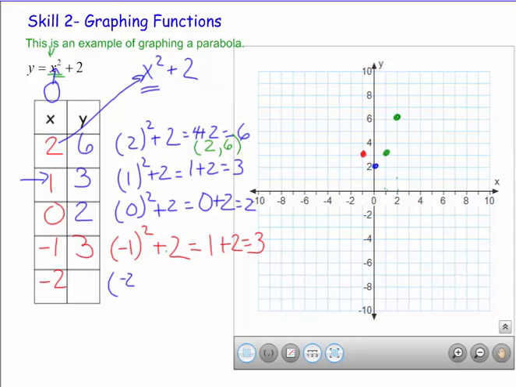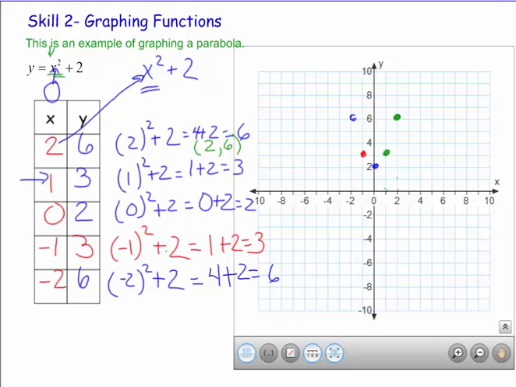Last one, substitute in parentheses. If you're using your calculator, remember, you definitely need parentheses when you're using your calculator. So negative 2 squared means negative 2 times negative 2, or positive 4, plus 2 will give you 6. And again, it's familiar. You should see those repeating values, especially if your vertex is at an integer.